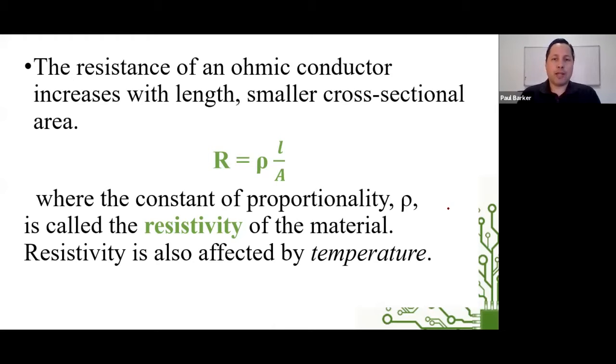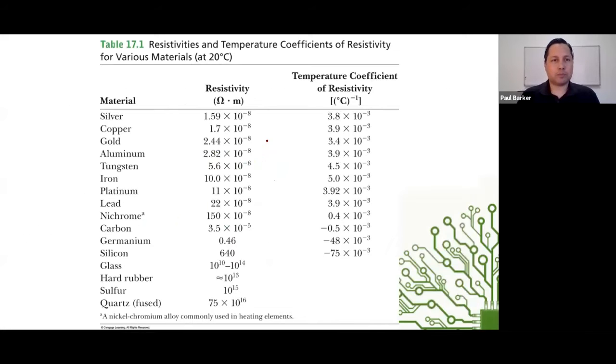So therefore, it is proportional to the length. So the longer the length, the higher the resistance, and inversely proportional to the area. So the smaller the area, the higher the resistance as well. So here, resistivity is denoted by this letter right here. Looks like a P. The resistivity is also affected by temperature.